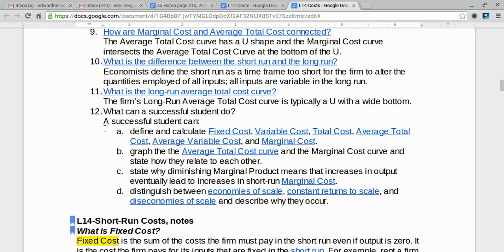A successful student can state why diminishing marginal product means that increases in output eventually lead to increases in short-run marginal cost. And finally, a successful student can distinguish between economies of scale, constant returns to scale, and diseconomies of scale, and describe why they occur.